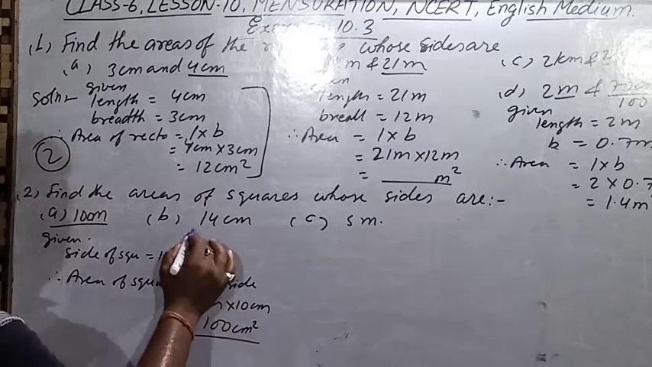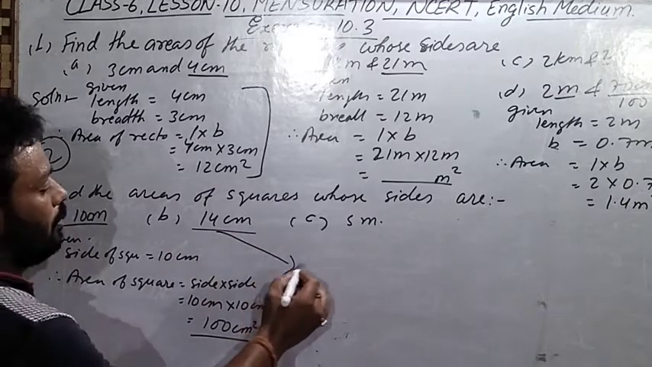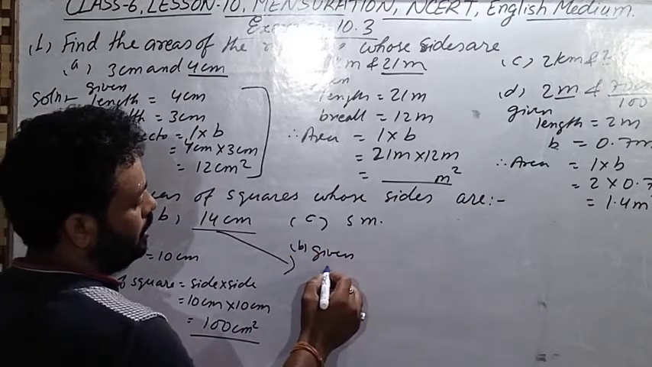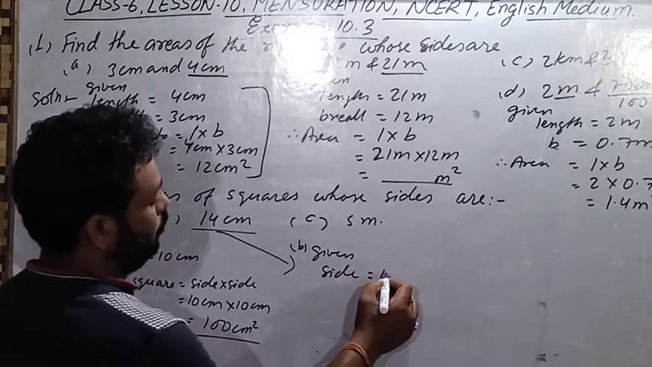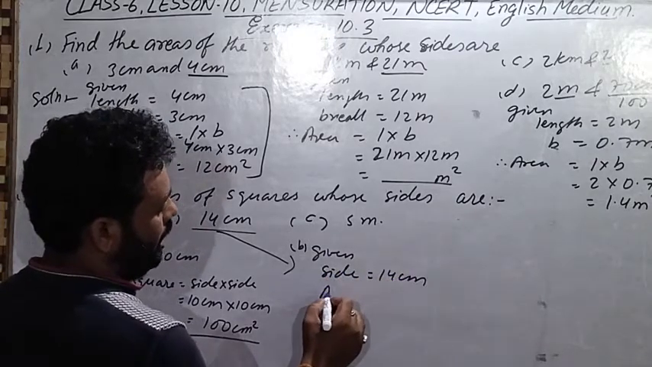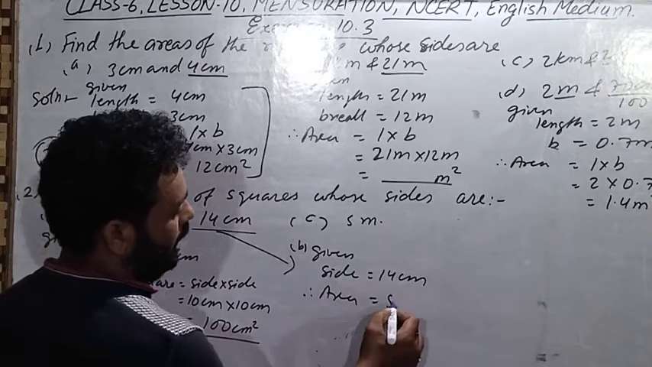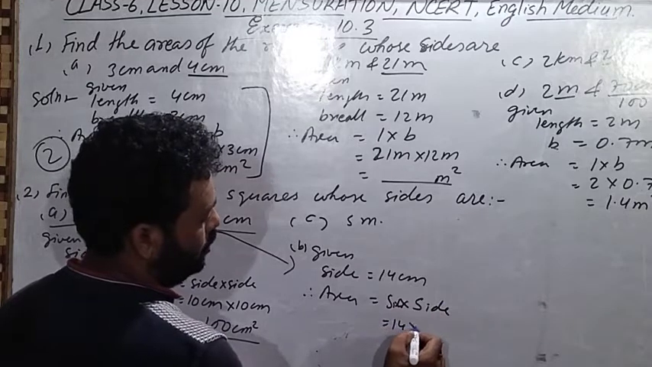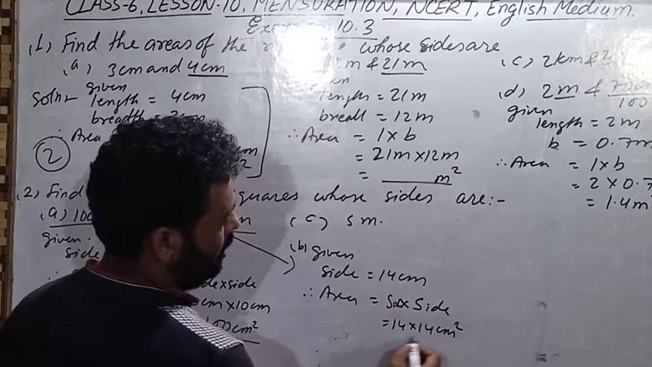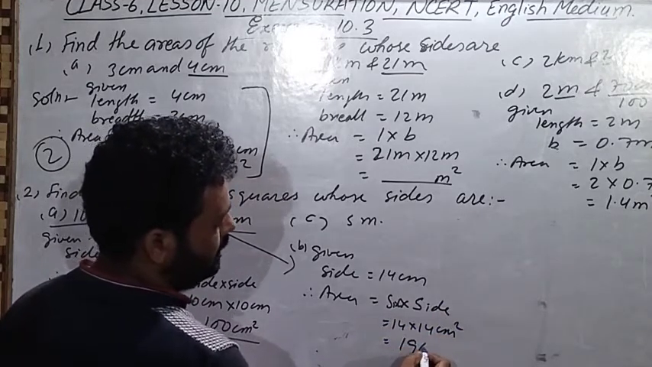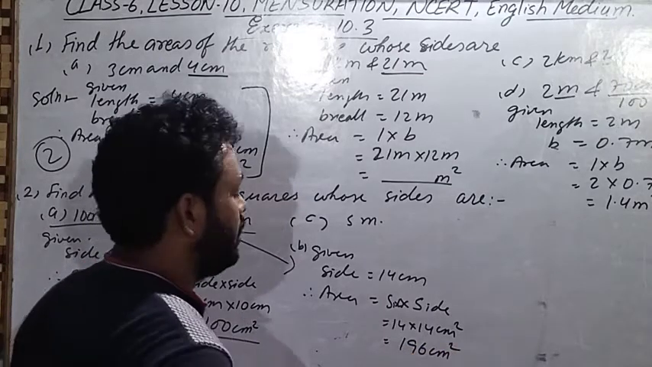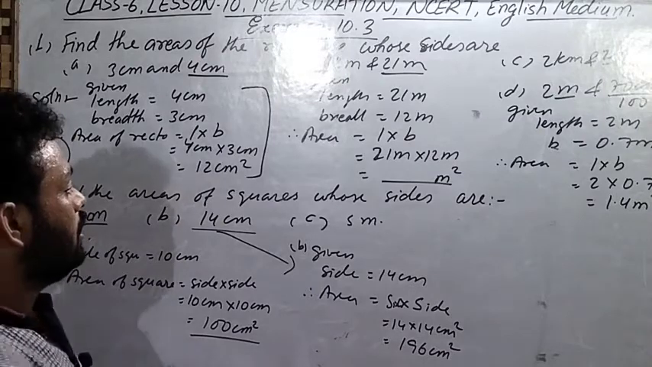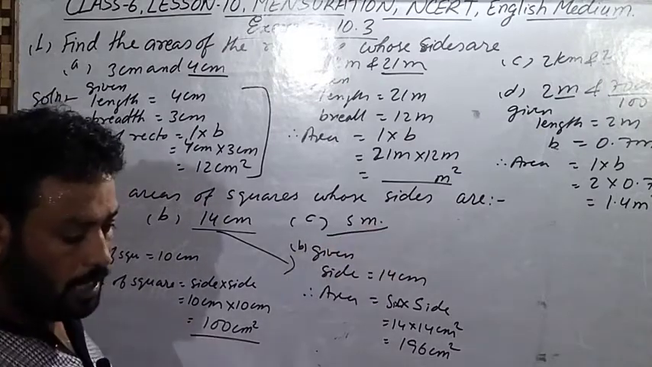Solve it like this. B, it is 14, so you solve like this. Given, you write here. Question number B, given side of square is equal to 14 centimeter, therefore area equal to side into side, that is 14 into 14 centimeter square, that is 196 centimeter square. Write like this. C you will do by yourself.